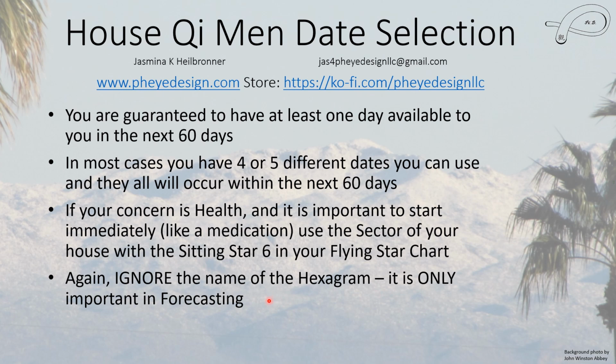Now, I've said this before, you need to ignore the name of the hexagram. Some of the hexagrams have horrible names, but the hexagram's name is only important when you're doing forecasting. Date selection uses links between the hexagrams that have nothing to do with their names. It's just their forms are linked. And so again, I do name the hexagrams simply because it's easier to refer to them by name, but the name is completely unimportant.